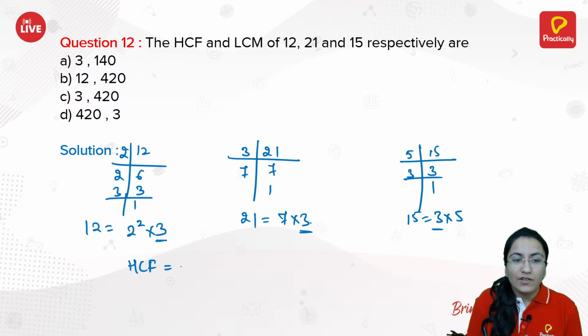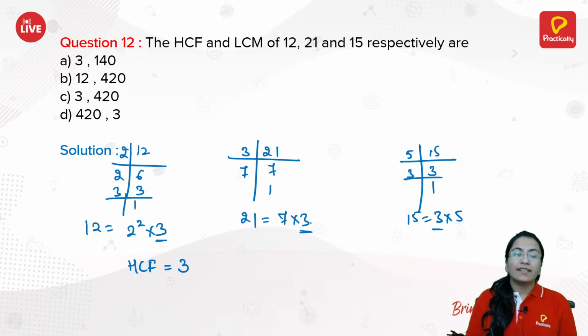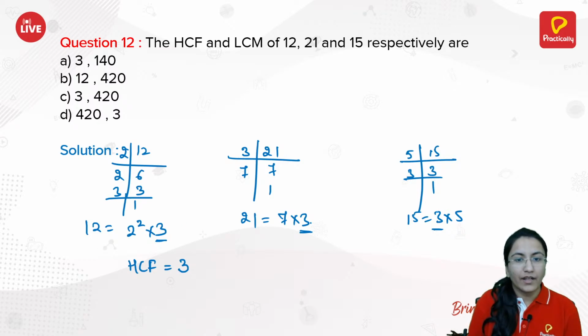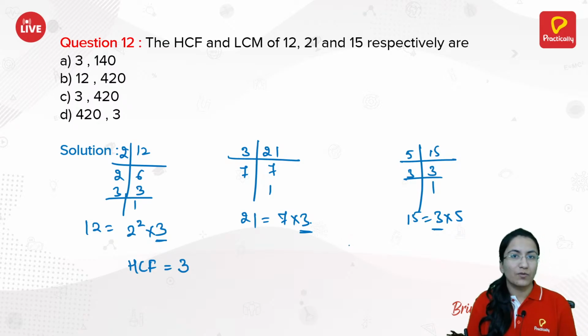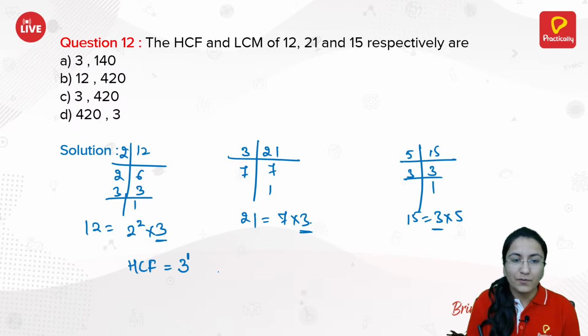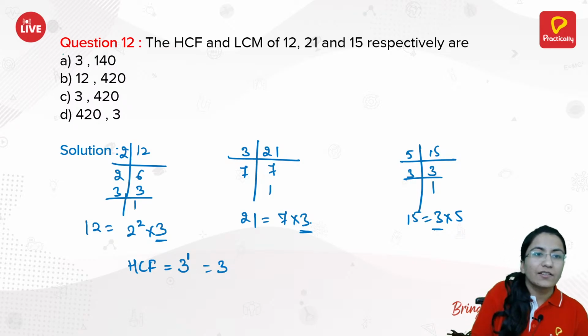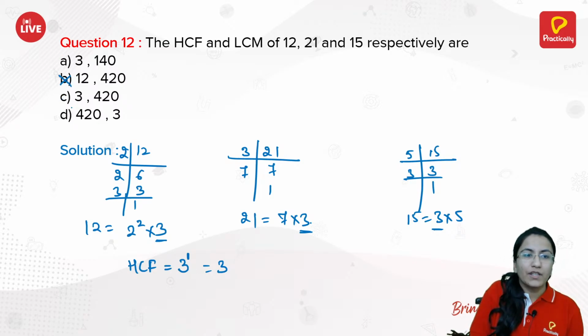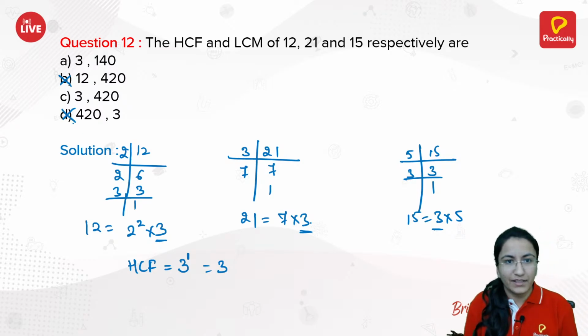3 numbers. So you just write 3 and see the least power over here in all these numbers. So here in each one, power of 3 is 1. So definitely you will have 3 raised to power 1, which is 3. This is the HCF. So either option A or option C is correct. B option and D option are incorrect, definitely.